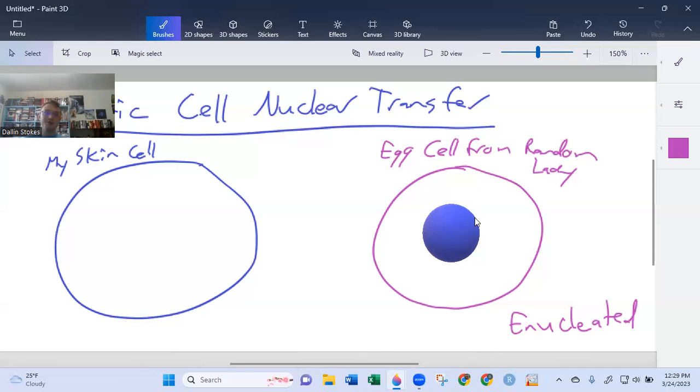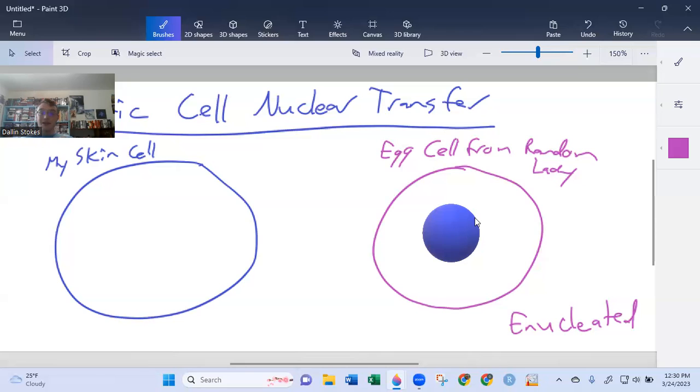Dolly the sheep, and I went and looked this up earlier today, was the only one of 277 embryos that they tried to implant in the particular research experiment that created Dolly the sheep. So they tried to do this whole skin cell nucleus transfer thing 277 times, and Dolly the sheep was the only one that worked.